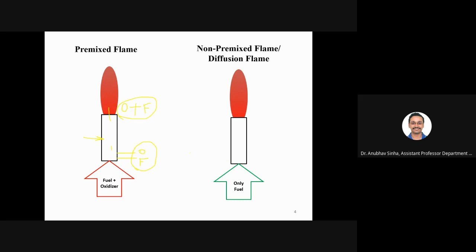Now what happens if there are two supply lines and I close one? I will only let fuel pass. So I have only fuel here. If only fuel goes, then what will happen? You also need oxygen to burn. So oxygen will come from the surrounding atmosphere. Okay, and oxygen and fuel will be moving out. They will mix at the flame front. So this is called a diffusion flame.